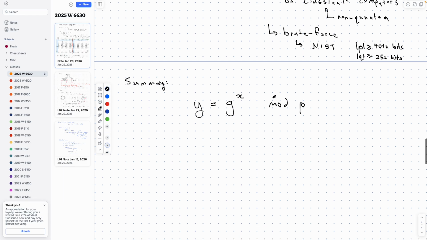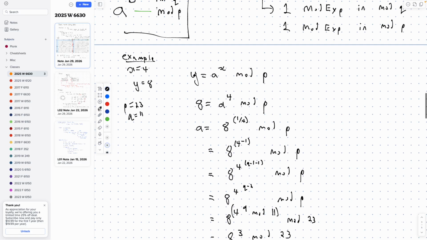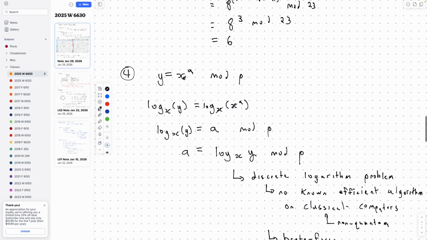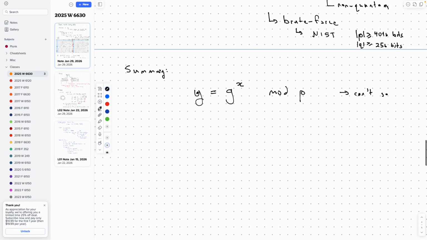So when you see an equation that looks like this, note that I switched around the letters. This is a more standard way. It's not the exact equation that I wrote here. What I was calling A, I just turned into G. That's all I did. Anyways, so y equals g to the x. g is an element of G_q. Okay, so it's a generator.